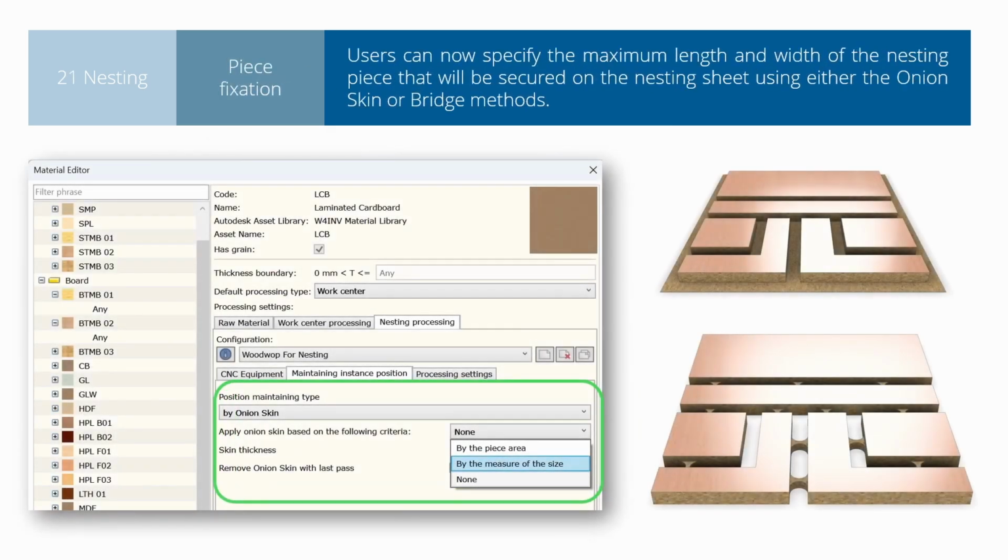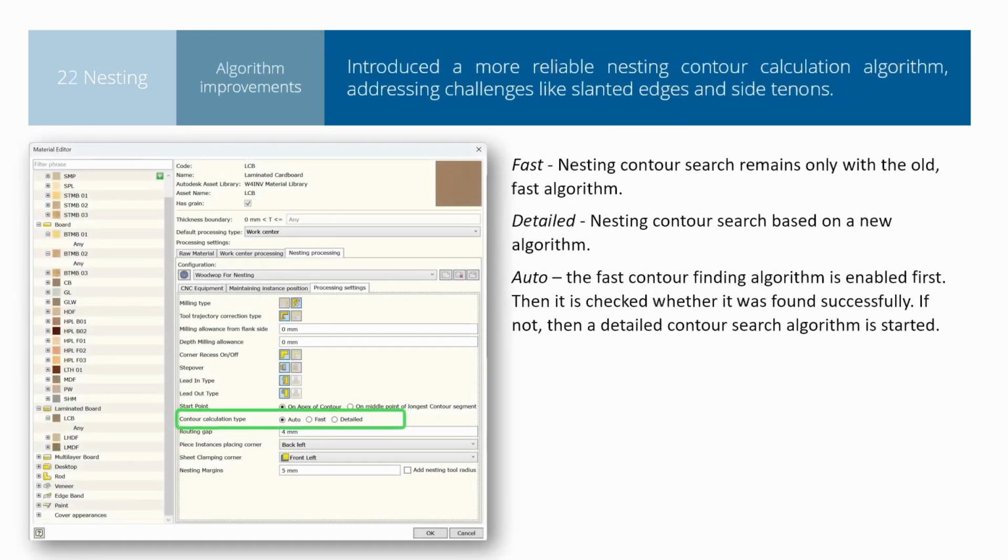To prevent the movement of small parts, you can select the onion skin or bridges options. The nesting pieces that will be secured using these methods can be defined by area or dimensions. The nesting contour calculation algorithm has been enhanced to address challenges such as slanted edges and side tenons. Users can now have three options. They can utilize the legacy fast algorithm, employ the new detailed algorithm for complex cases, or allow the system to default to the fast algorithm and switch to the more precise but slower one if needed.